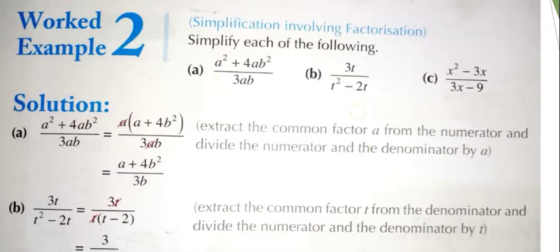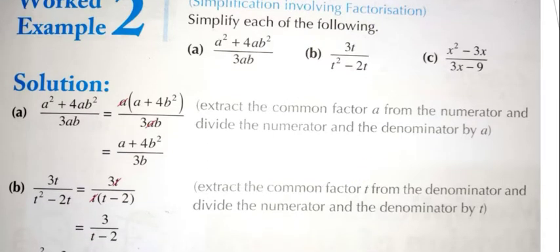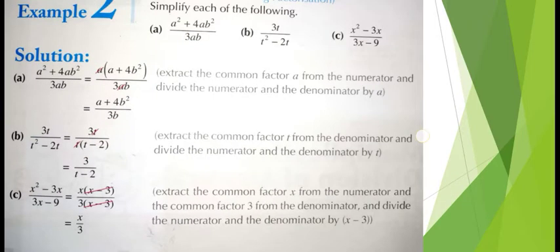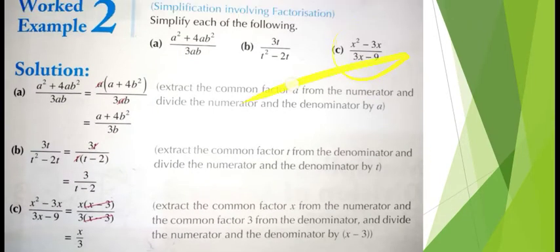And then after that we have number b, 3t over t squared minus 2t. Now here, instead of the numerator, we pull out common factors from the denominator. Of course you can tell. So pull out t like this, and then you can cancel out the t, so 3 over t minus 2. For this one, what you did just now is factorization, which we have learned in the previous chapters.